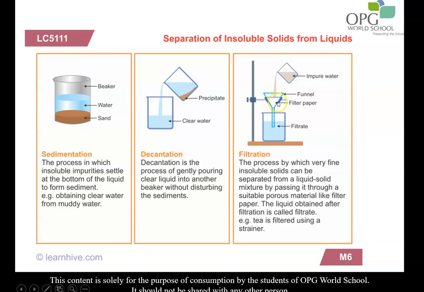The pores of the filter paper are so small that they allow only the water to come out, which is called the filtrate. The insoluble impurity is left behind on the filter paper, which is called the residue. So tea is filtered using a strainer. The tea leaves are the residue and the tea is the filtrate. So the process by which very fine insoluble solids can be separated by passing them through a filter paper is called filtration.